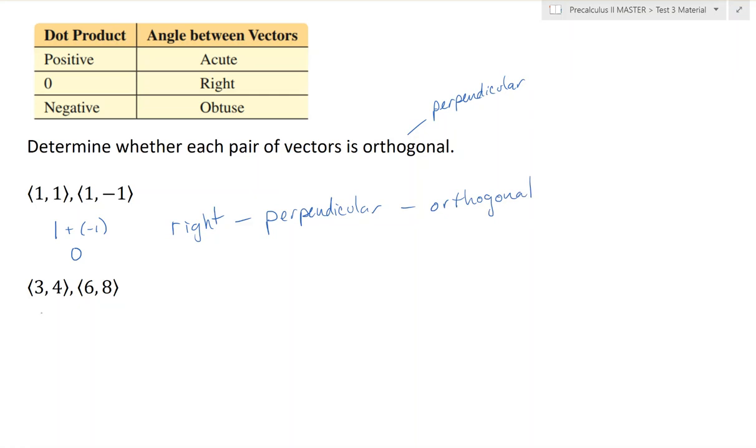And then we have these vectors 3, 4, and 6, 8. Again, find the dot product. I have 18 plus 32, and that makes 50, and it's not orthogonal. But you do know that it's a positive dot product, so it must be an acute angle.